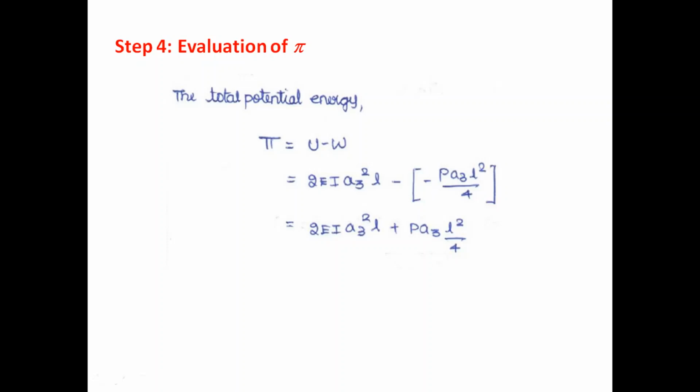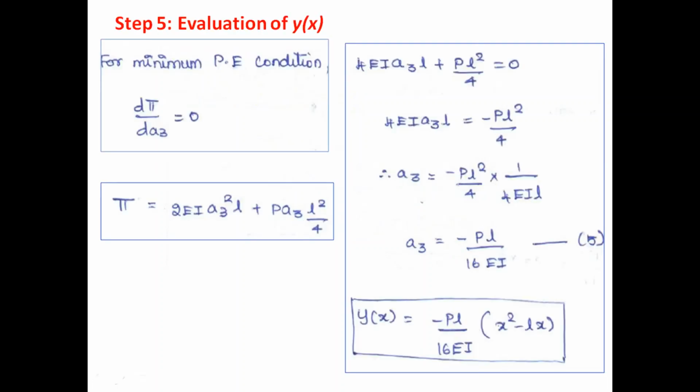For the equilibrium condition, we know that the total potential energy should be minimum, right? So how do we find that minimum condition? For minimum potential energy, dou pi by dou a3 is equal to 0. Here only one unknown is there, so I'm using d. So d pi by d a3 is equal to 0. Pi we have already found out. When you differentiate with respect to a3, the first part will become 4EI a3 L. Then the second term has a3, so P L square by 4 alone will come. Then equate it to 0.